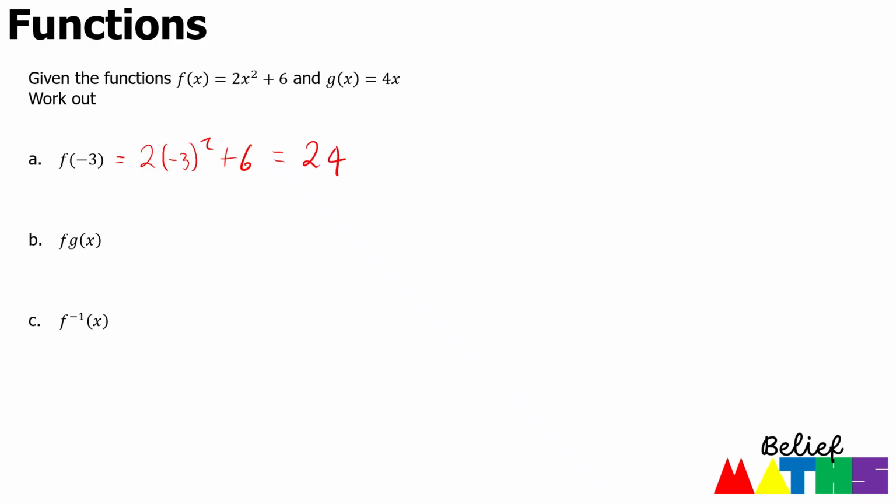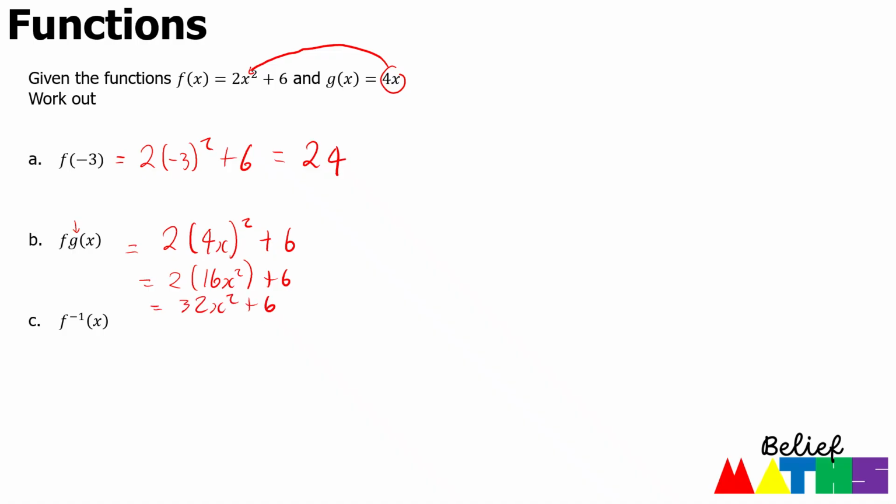Now the next two are your algebraic manipulation. We've got f of g of x. Now because g is on the inside, it means we're going to take g and substitute it in for x in f of x. So therefore we end up with 2 bracket 4x squared, because similar to what we did in A, where we replaced it with minus 3, here we're just replacing it with g of x, plus 6. Now we're going to square our bracket first, which gives us 2 times 16x squared plus 6. And then that gives us 32x squared plus 6 as our final answer.